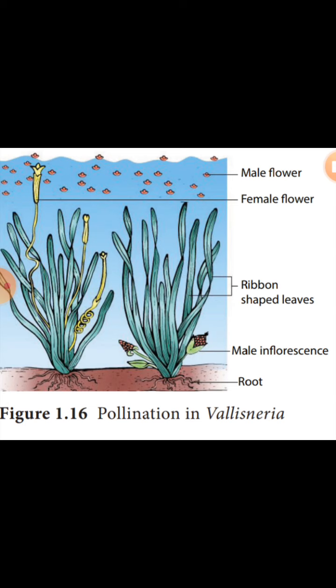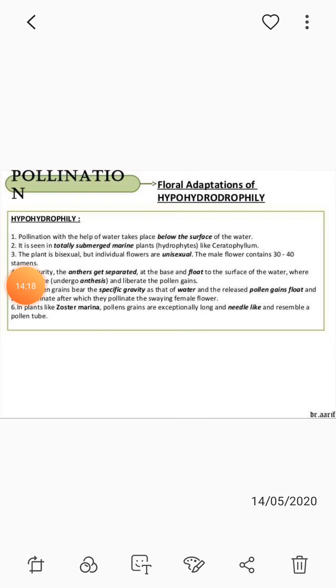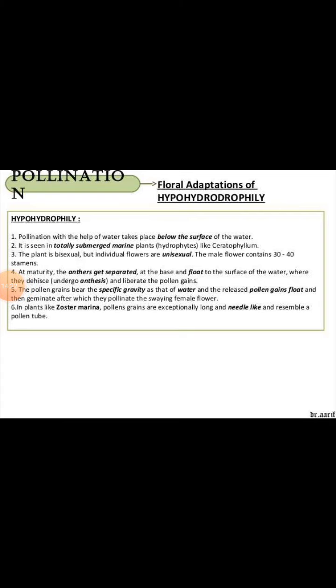But the female flower bears many cup-like organs. When the male flower is carried by the water current, it reaches the stigma of the female flower. This is called the adaptation seen in Vallisneria, epihydrophily. Next, hypohydrophily. The next adaptation is called hypohydrophily.